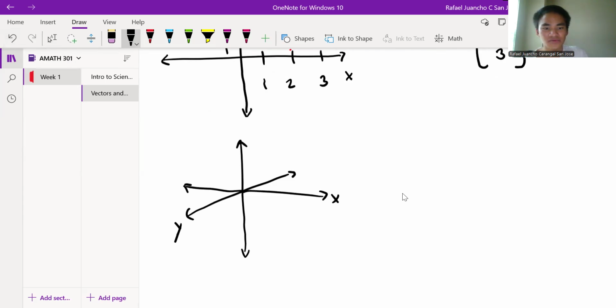So this is X, this is Y, this is Z. And here we can make points here, right? So we can say, oh, this is 4, this is 2, let's say. And then maybe this is 2.5, right? So we can make some points here. So this is the point 4, 2, 2.5.